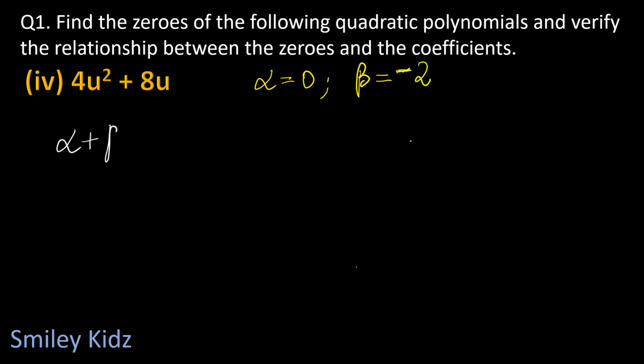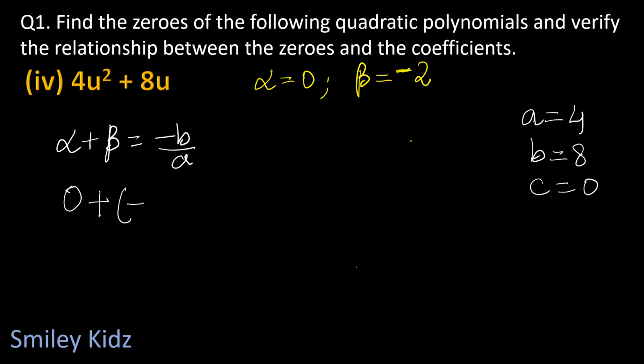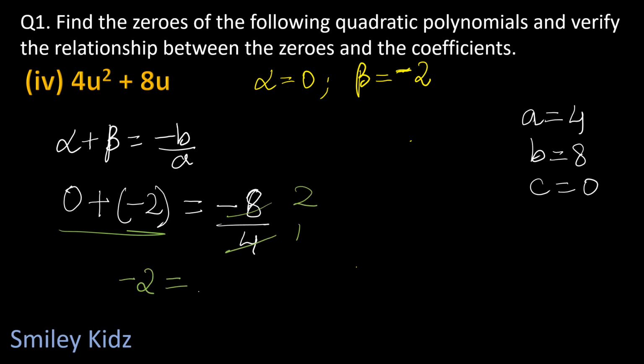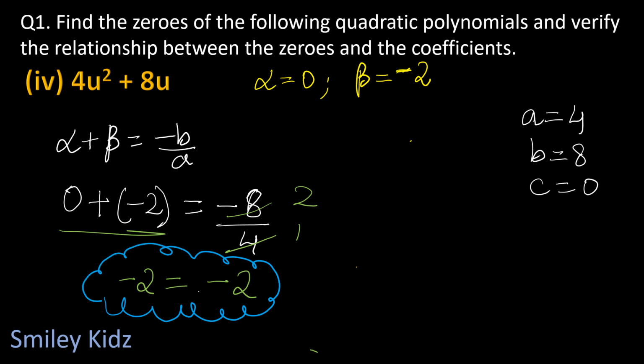Alpha plus beta is equal to minus b by a. And we are sure about the fact that a is 4, b is 8 and c is 0. Now alpha is what? 0 plus beta is minus 2, which is equal to what is minus b by a? Minus 8 by 4, right? When we solve this further, 0 minus 2 will be equal to minus 2 equal to minus 2. Hence, this is how we have verified the relationship between the sum of the zeros.